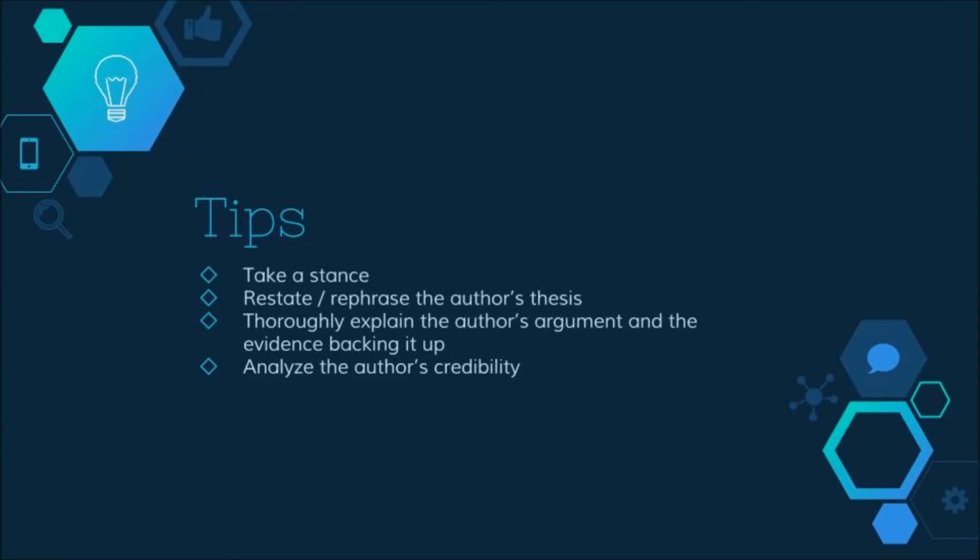Some tips for achieving that are to take a stance and make sure that you clearly state your argument, to restate and rephrase the author's thesis so you can make a clear connection between your argument and their argument, and to thoroughly explain the author's argument and the evidence backing it up. And finally, to analyze the author's credibility, because you need to make sure that your reader understands why they should believe the author.